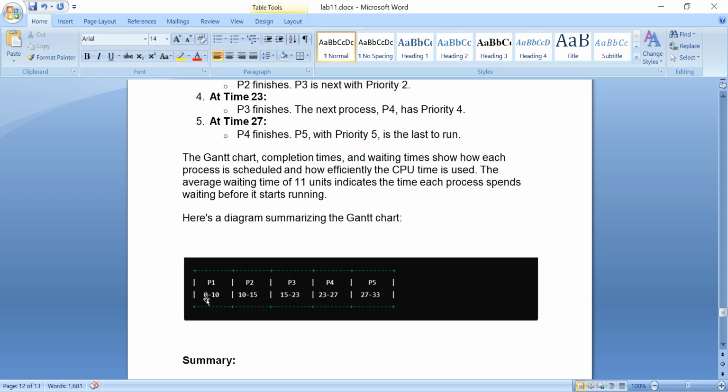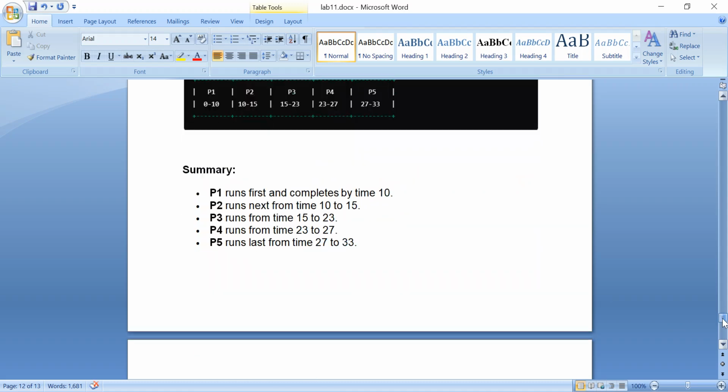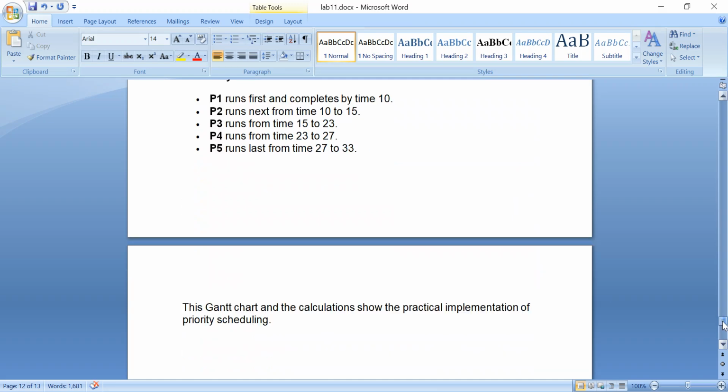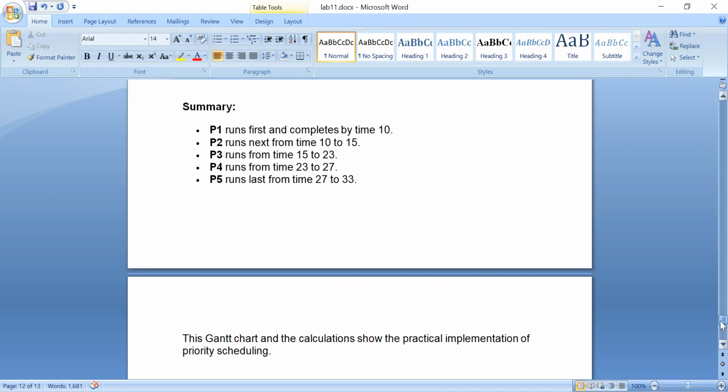P1 will work from 0 to 10 seconds, P2 10 to 15, P3 15 to 23, P4 23 to 27, P5 27 to 33. The example is so good that it works in an orderly condition. Otherwise it would be a different scenario. So P1 takes 10 seconds, P2 runs from time 10 and takes 5 seconds to complete, so in total 15 seconds. P3 15 to 23, P4 23 to 27, and P5 27 to 33. So this is how we make the Gantt chart.